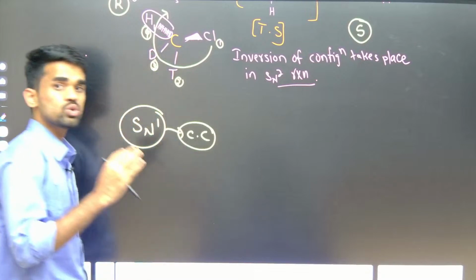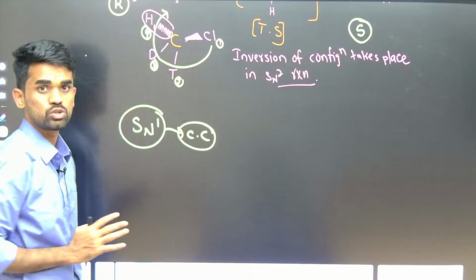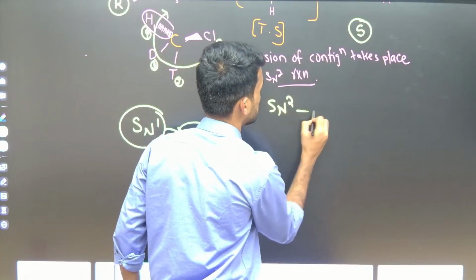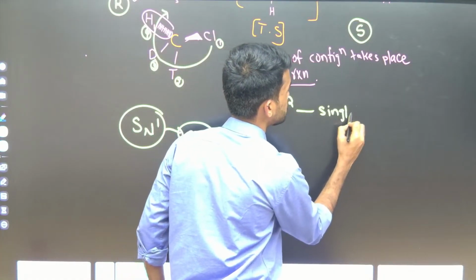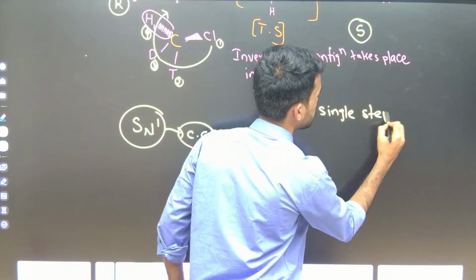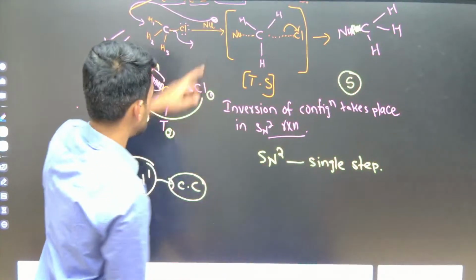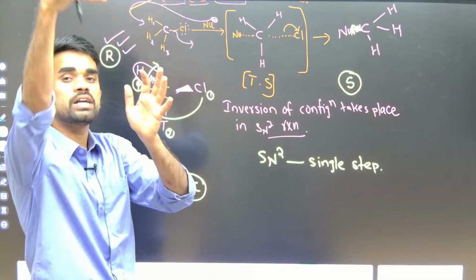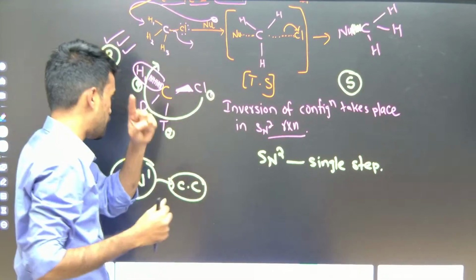Okay, so there is no such intermediate in this SN2 reaction, because SN2 reaction is a single step reaction. See, it is taking place in a single step, right? Whereas in SN1 reaction, first the substrate forms a carbocation, then the carbocation converts into product. That is a multi-step reaction.